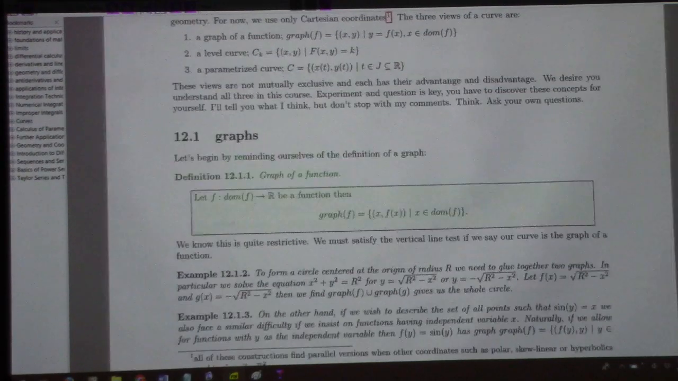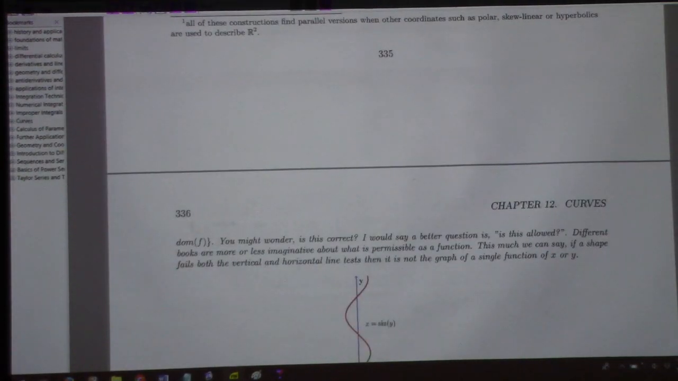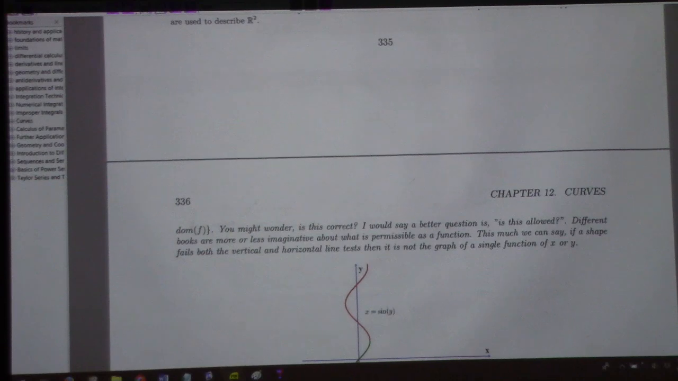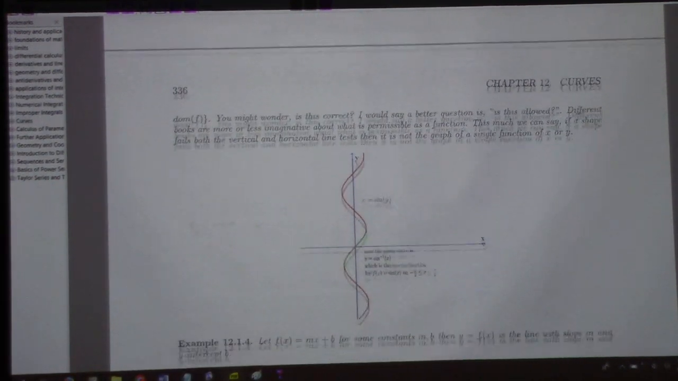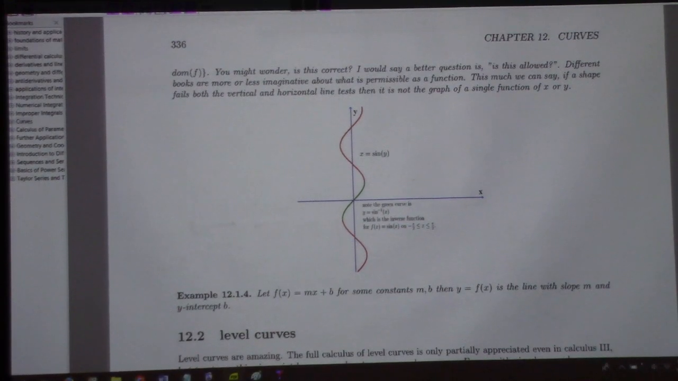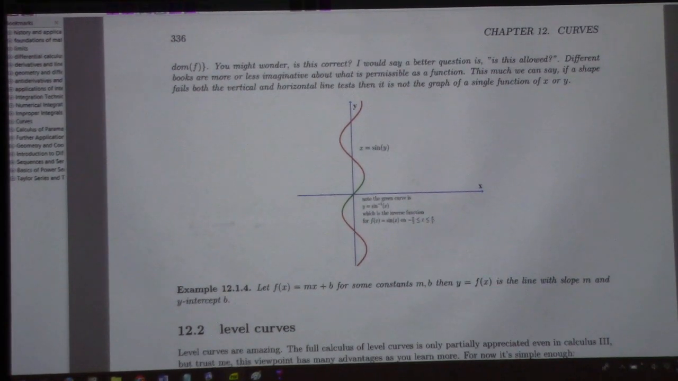Because, why? It fails the vertical line test, right? You actually need a pair of graphs to graph a circle. If you run sine vertically, it's not a graph. But actually, the green piece is the graph of inverse sine, as it happens.